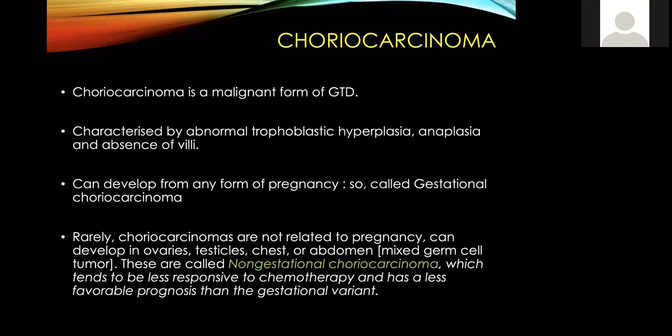Then we come to choriocarcinoma. It is the worst and malignant form of GTD. It is also characterized by abnormal trophoblastic hyperplasia, anaplasia, and absence of villi. And it can develop from any form of pregnancy. Therefore, it is called gestational choriocarcinoma.